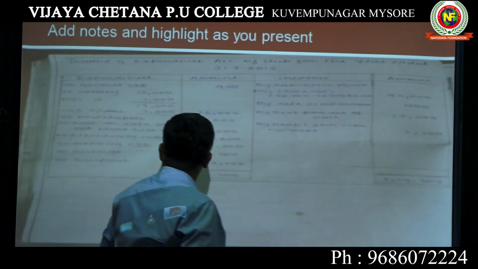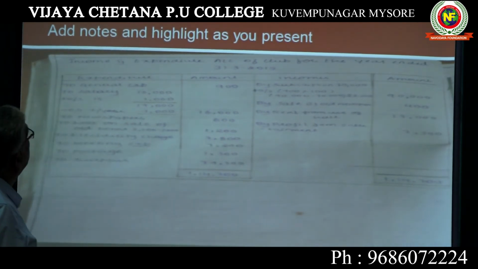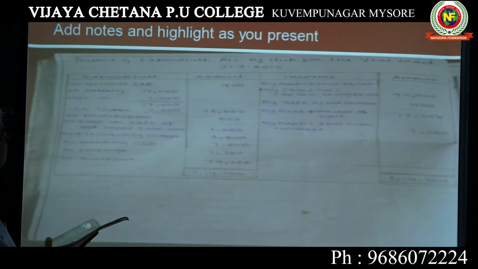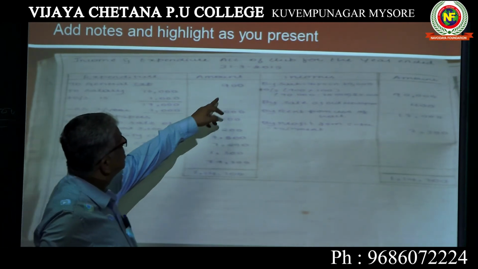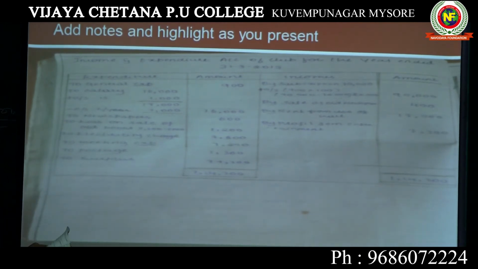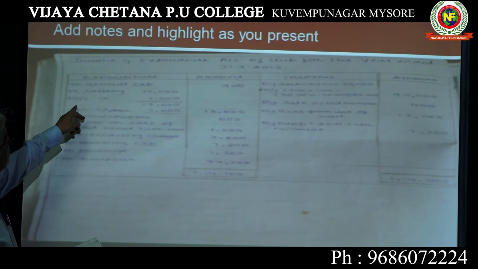And then come to the expenditure side. See, first one is general expenditure, that is 900 rupees. And then salary is given in the payment side, 16,000. To this we have to add outstanding salary.